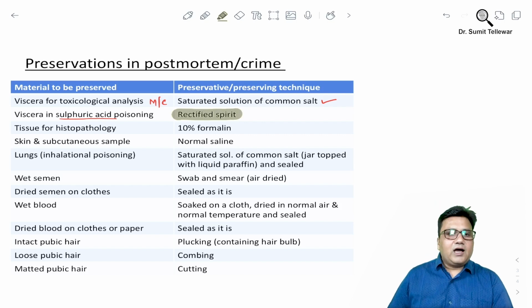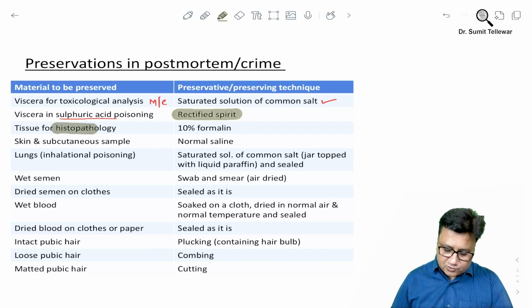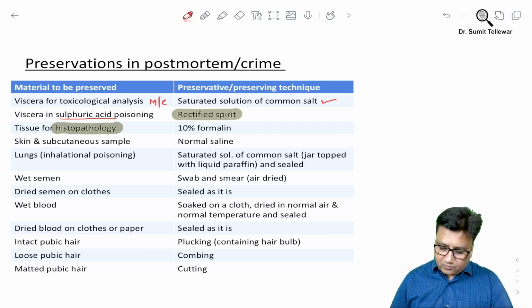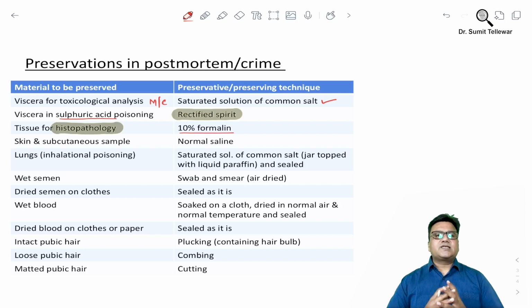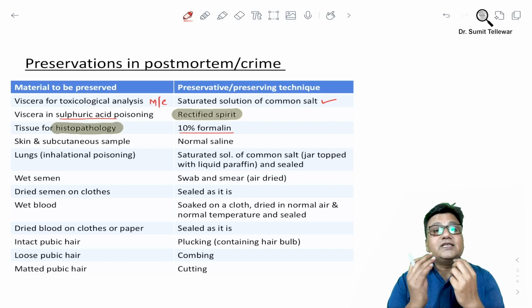Okay. How about tissues for histopathology? If we are preserving tissues for histopathology, the preservative is 10% formalin. How about skin and subcutaneous samples? Now, why would somebody preserve skin and subcutaneous samples from a dead body? These are preserved in cases of injection pricks or any bite marks on the skin.